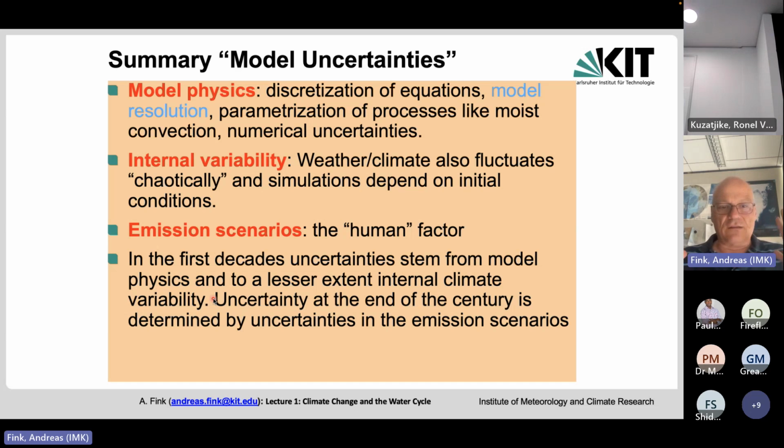So we have these sources of uncertainty. The model physics is not perfect. The atmosphere is a chaotic system. We have the human factor. Okay, so now I think I'm done with 60 minutes, and it's a good point, before I show you the attribution and the climate projection, to make a break for 15 minutes. I will stop the presentation mode now and allow you to ask questions before we go into the break.